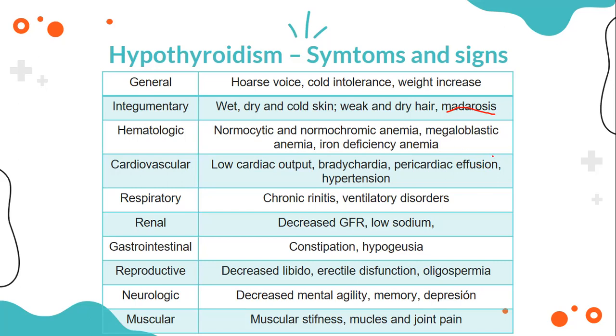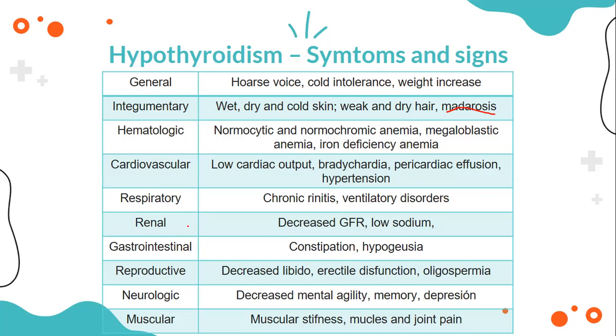So what is an effusion? Can anybody tell me? Okay, an effusion is like a pleural effusion, the derrame pleural, right? In this one, a pericardiac effusion. Okay, they resemble each other. When we're talking about the respiratory system, this person would have chronic rhinitis and ventilatory disorders due to the decreased function of the respiratory muscles.